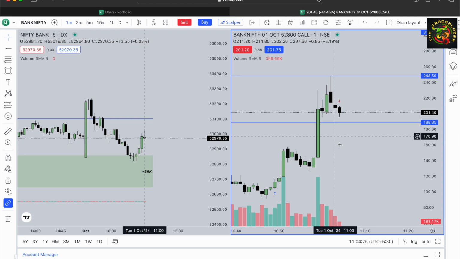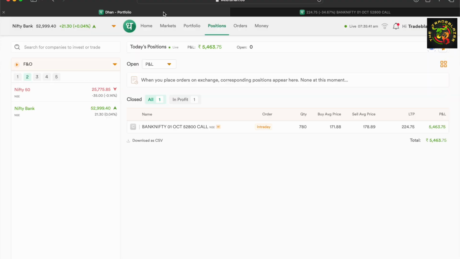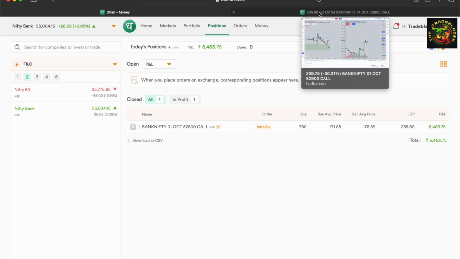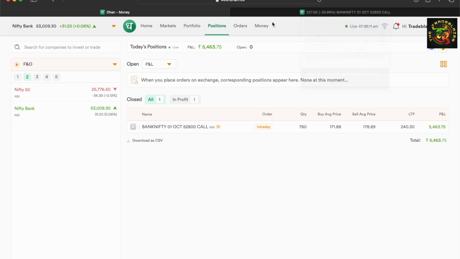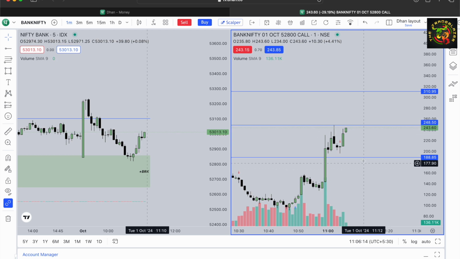So with that, the losses made in the first trade have been recovered as part of the second trade, and we made a profit of close to 5,500 for today. Depending on the day and the volatility, I was quickly trailing the stop losses whenever I got the opportunity, to lock the profits, right?